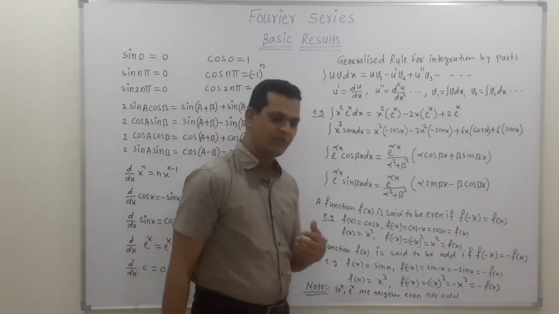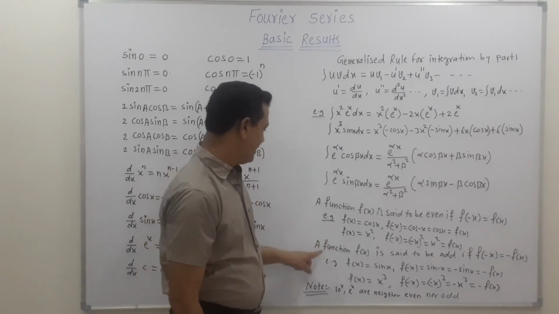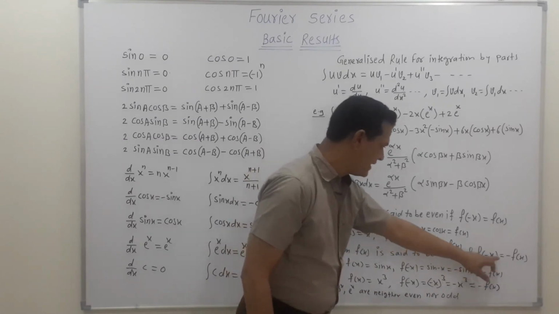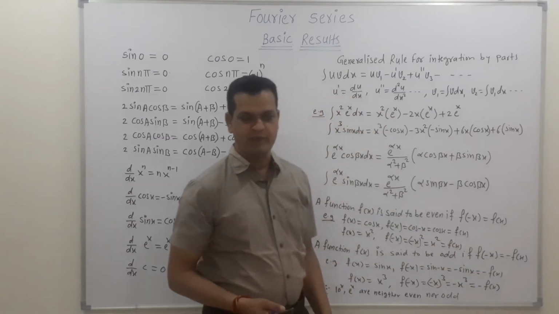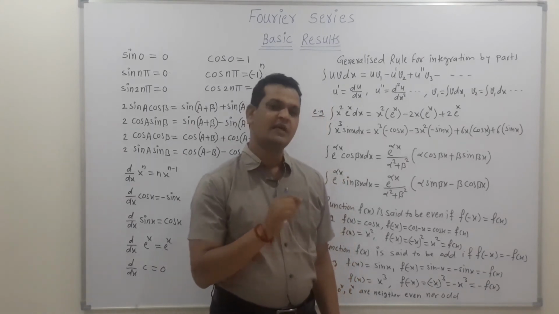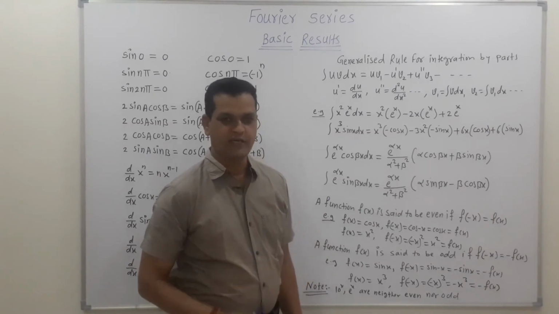Now let's define one more type of function, which is called an odd function. A function f of x is said to be odd if f of minus x is equal to minus f of x. That means when we change the sign of the given function, a minus sign becomes common from that function, that is called an odd function.